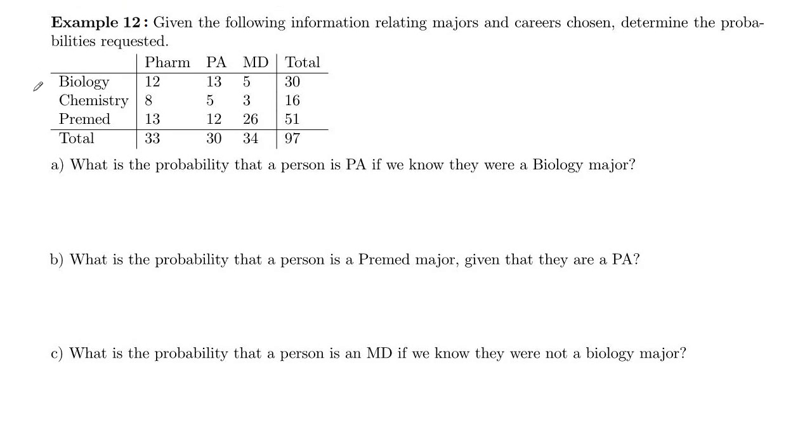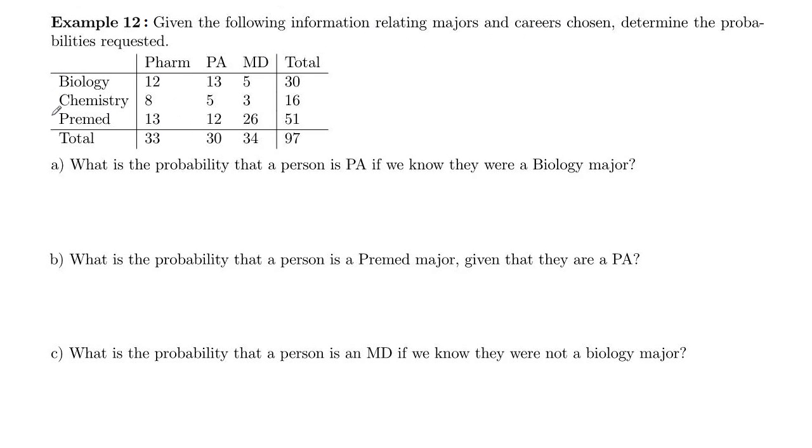Let's look at some more examples of conditional probability. So here we're going to be working with a table of values, and this is actually called a contingency table. The probability of one event may be contingent or related to the probability of another event. We are relating majors here and careers that are chosen. We want to determine requested probabilities.